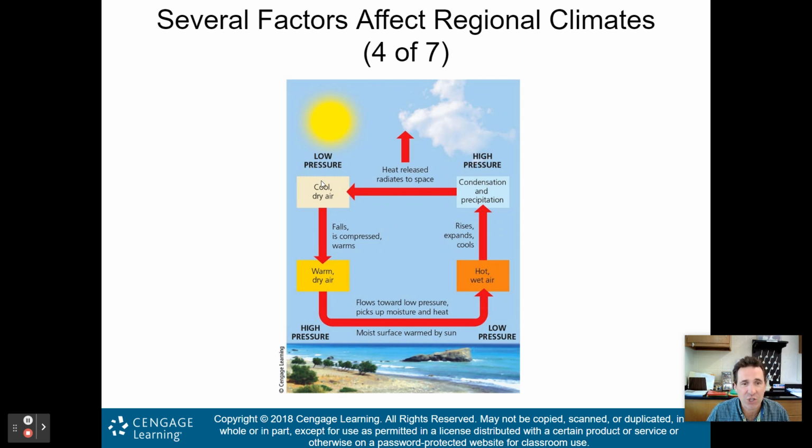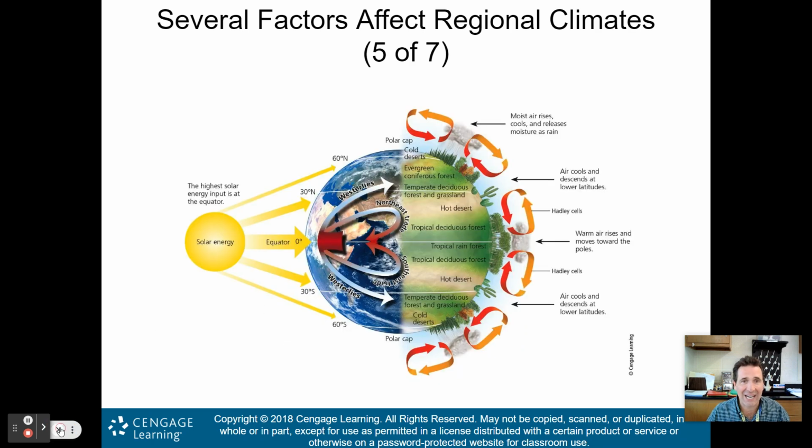However, under high pressure, that cool, dry air is actually sinking, and that causes the air to warm up a little bit and dry out. So in high pressure, you usually have sunny conditions. And again, this convective cell basically drives the weather in many parts of the world. This warm air rising, this cold air sinking, also redistributes heat around the planet.